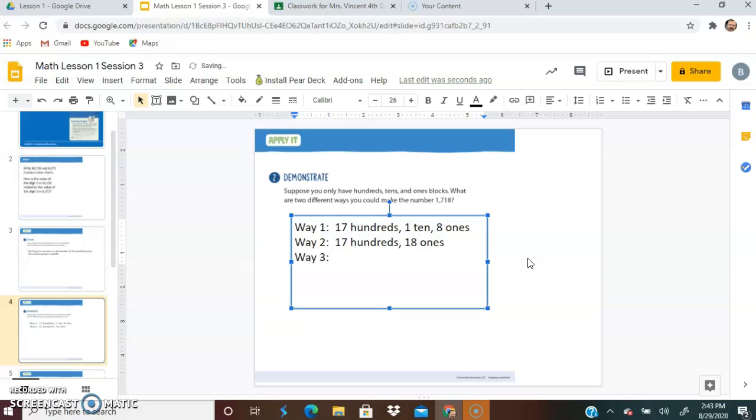You only had to do 2, but maybe you came up with this answer. Maybe 1,000, and then you said 71 tens and 8 ones. There are different possibilities for what you could have done there. But make sure that you gave the digit, the place value, and that the total amount would be worth 1,718. Okay, pause the video, try the next one.